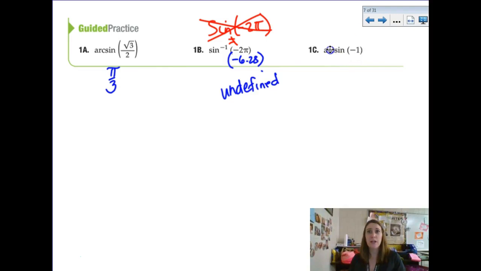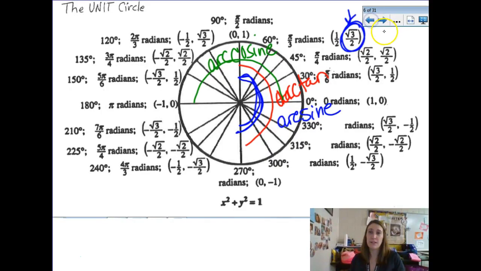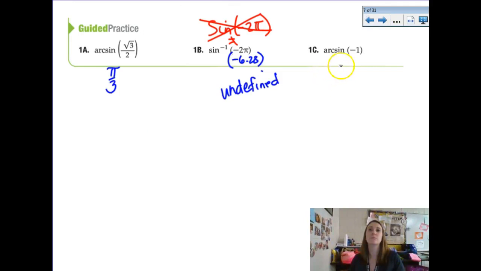All right, so here, arcsine, inverse sine, negative 1. If I look along where I highlighted in blue here, my sine value comes out to negative 1 on the unit circle right there. So that's, remember we're calling this in radians, that would be negative pi over 2.